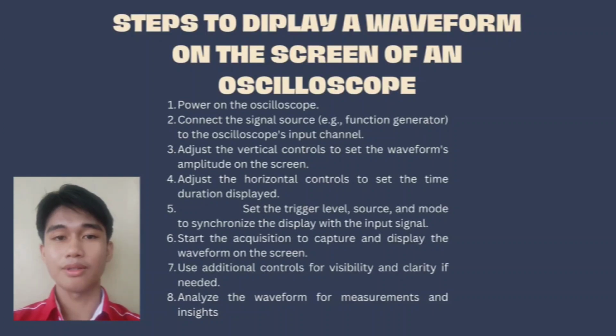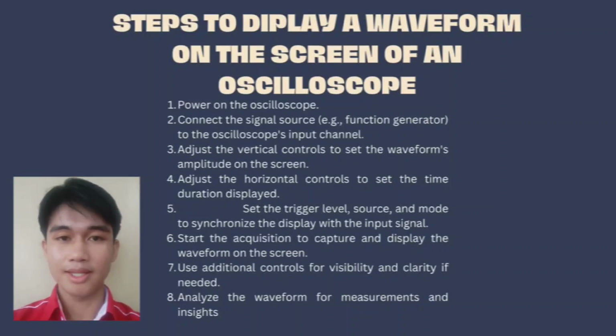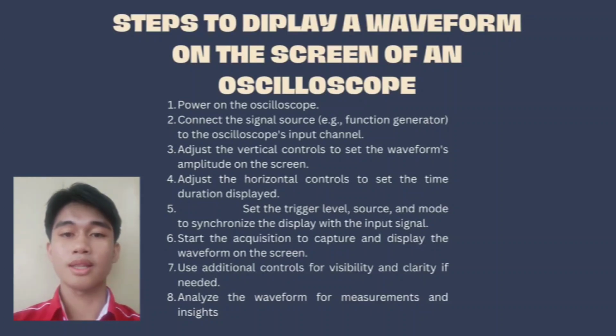I want to talk about the steps to display a waveform on the screen of an oscilloscope. First, power on the oscilloscope. Second, connect the signal source, for example a function generator, to the oscilloscope input channel. Third, adjust the vertical controls to set the waveform amplitude on the screen. Fourth, adjust the horizontal control to set the time duration displayed.